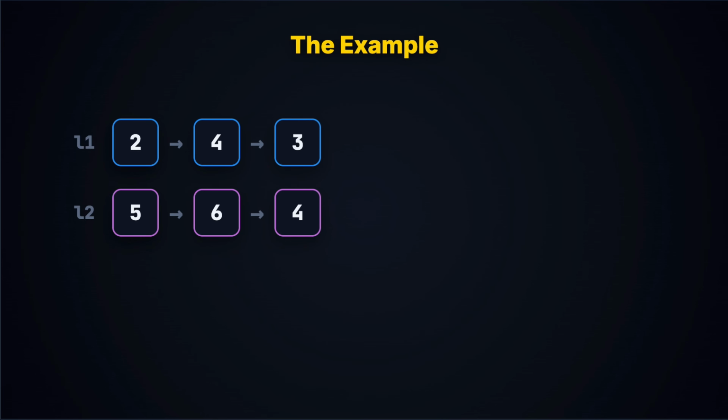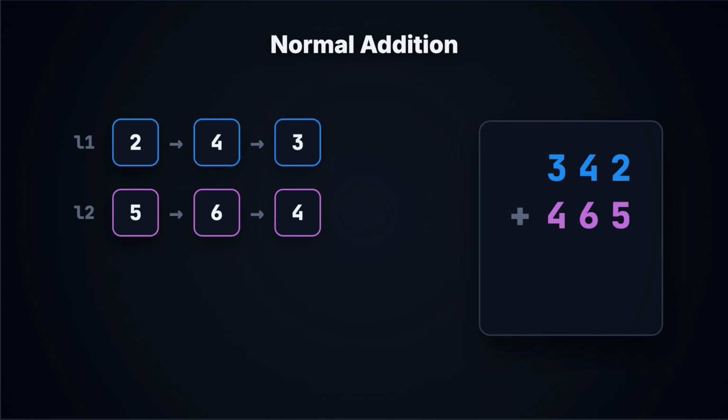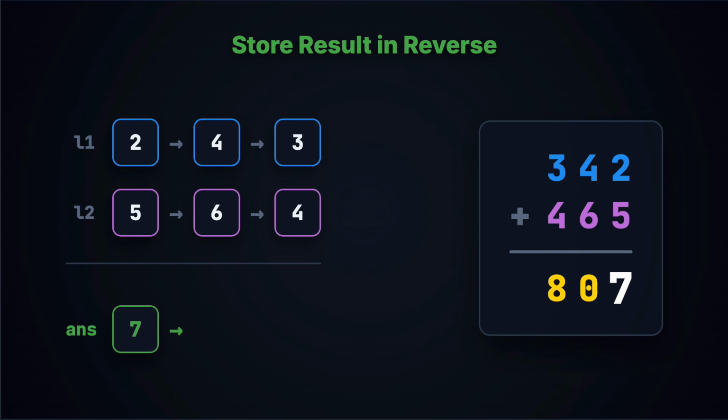Because the digits are reversed, list L1 actually represents the number 342. Read it back to front. Similarly, list L2 represents 465. Adding them the normal way, 342 plus 465 equals 807. Stored back in reverse digit order, that's 708. Exactly our expected output.